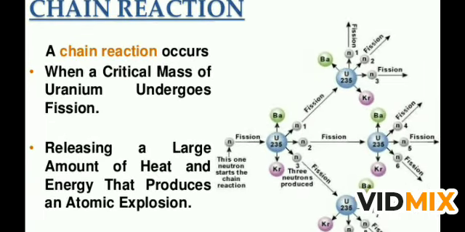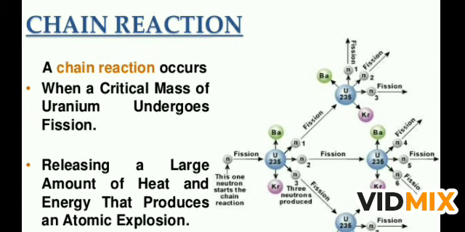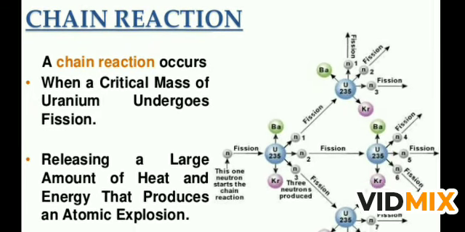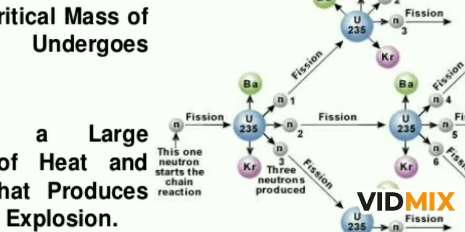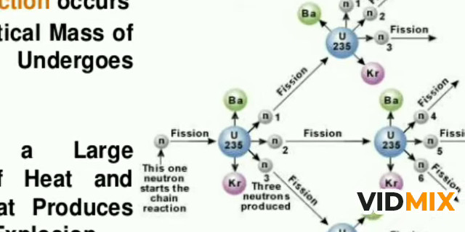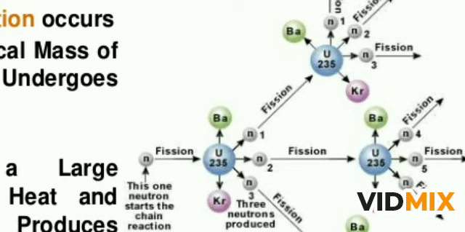So this is a chain reaction. A chain reaction occurs when a critical mass of uranium undergoes fission. If you see this figure, there is a neutron which starts the chain reaction. It attacks the uranium 235. It converts into barium and krypton, releasing 3 neutrons. If you see the numbers written over there, 1, 2 and 3, there are 3 neutrons, and these 3 neutrons again attack the uranium nucleus, and they again release barium, krypton and 3 neutrons.